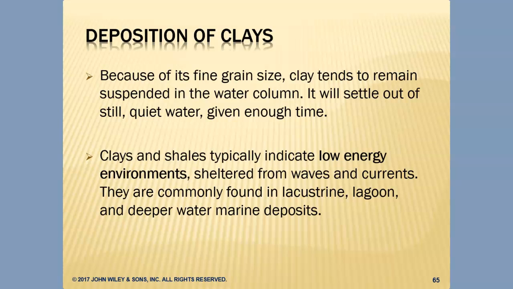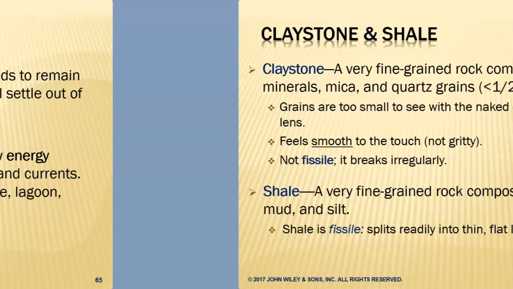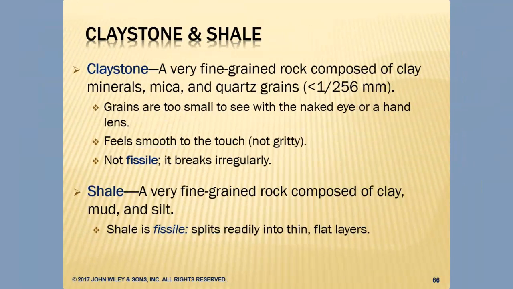Clays and shales typically indicate very low energy environments that are sheltered from waves and currents, because if there are waves and currents, those small clasts are going to be moving around in the water column. They're often found in lacustrine environments, lagoons, and deeper water marine deposits. If we were going out in the field, I would definitely have you look at these claystones and shales and see if you can differentiate between them.